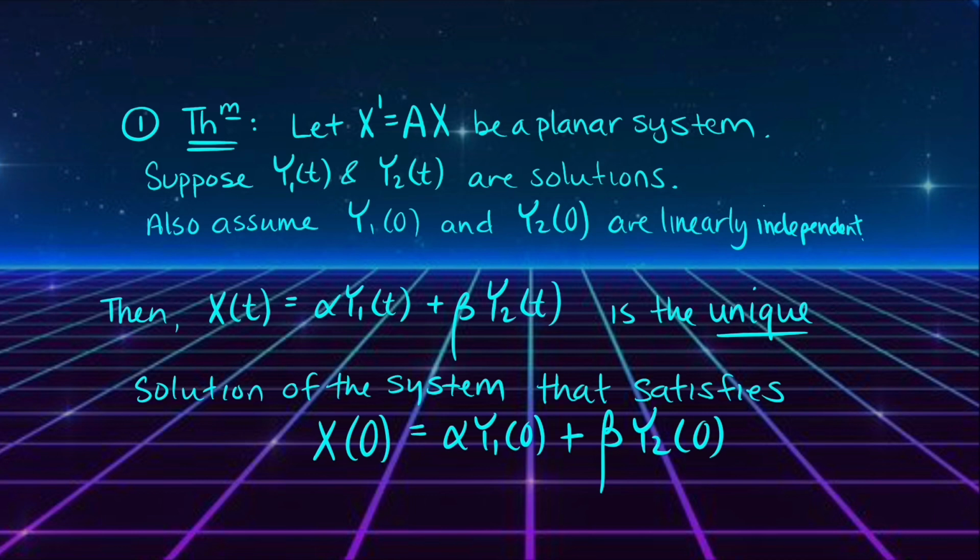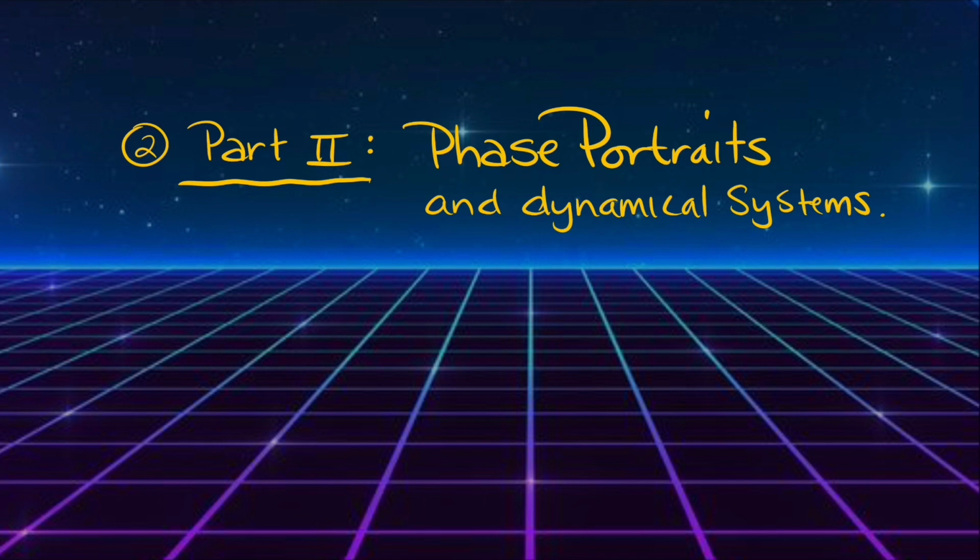Theorem. Suppose y1 and y2 are solutions of our planar system, and also assume that y1 of 0 and y2 of 0 are linearly independent. Then the linear combination with scalar multiples is a unique solution, and I'm not going to prove that here. But in part 2, and I hope you'll join me on the next video, we're going to discuss phase portraits and how they relate to dynamical systems.